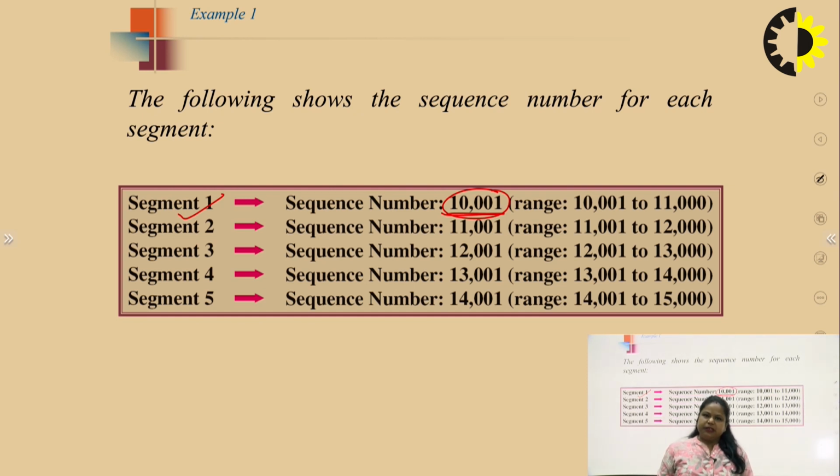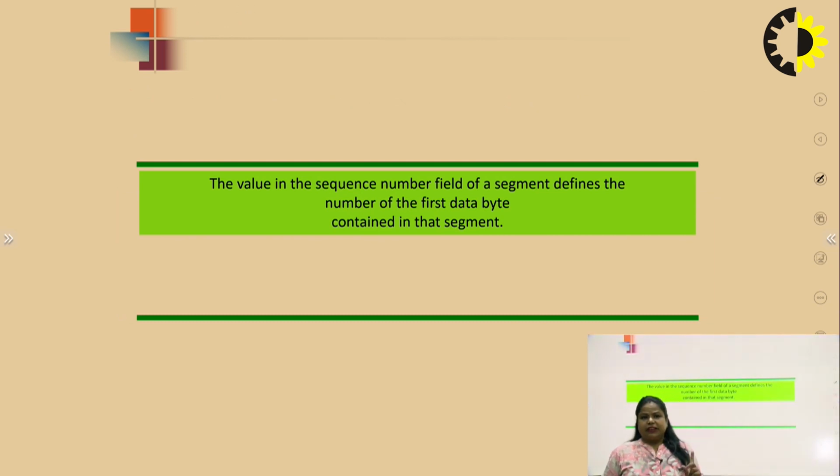Fine. So it means we have done the equal distribution among the segments, and whatever the first range is, we have given them as sequence numbers. You can check. You can randomly choose any sequence number, starting from 1 or any other number, and then provide the sequence number to the whole packets. The value of the sequence number always defines the first byte of that contained segment.